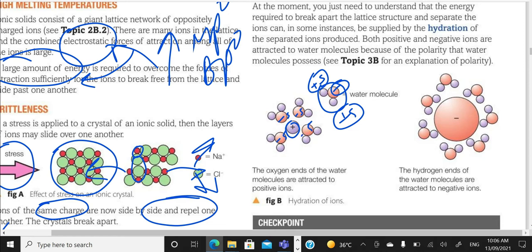What about those partial positive charges? They will be towards the chloride. Okay, there will be chloride.